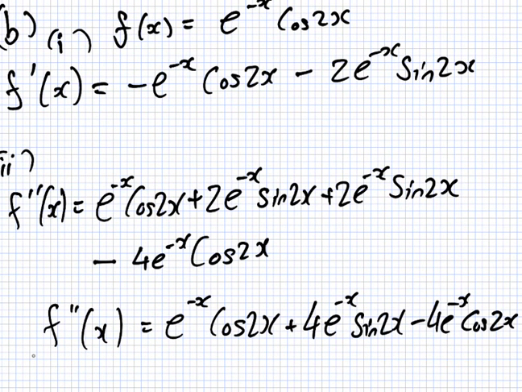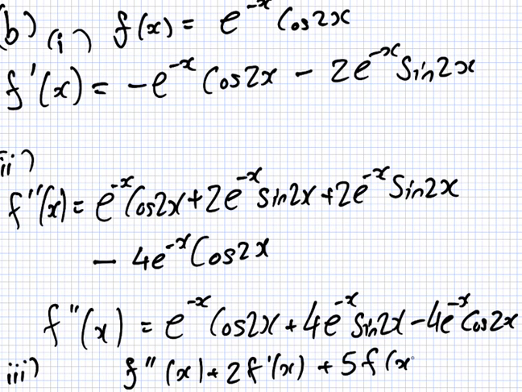Now I know if I did this right or wrong, because in part 3 I ask you to show that the second derivative plus twice the first derivative plus 5 times the original should equal 0. So if I sub all my answers in, it should add together to make 0.